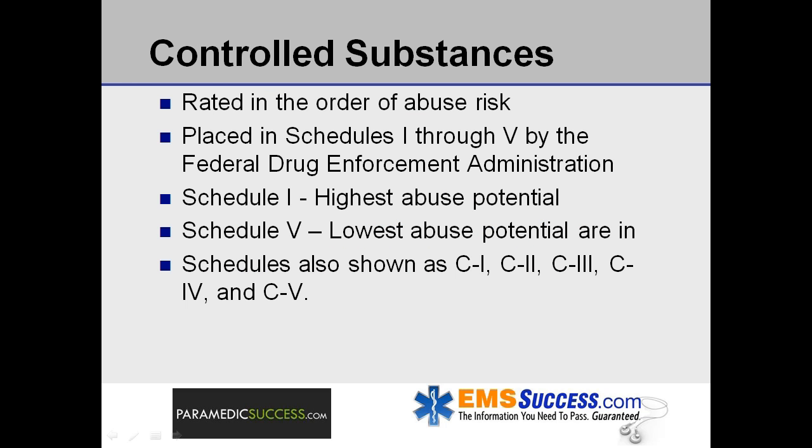Controlled drugs are rated in order of their abuse risk and placed in schedules by the Federal Drug Enforcement Administration, or DEA. The drugs with the highest abuse potential are placed in Schedule 1, and those with the lowest abuse potential are in Schedule 5. These schedules are commonly shown as C1, C2, C3, C4, and C5.